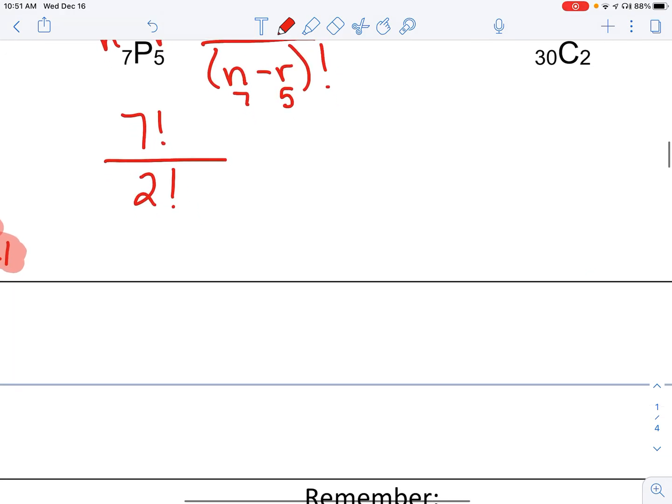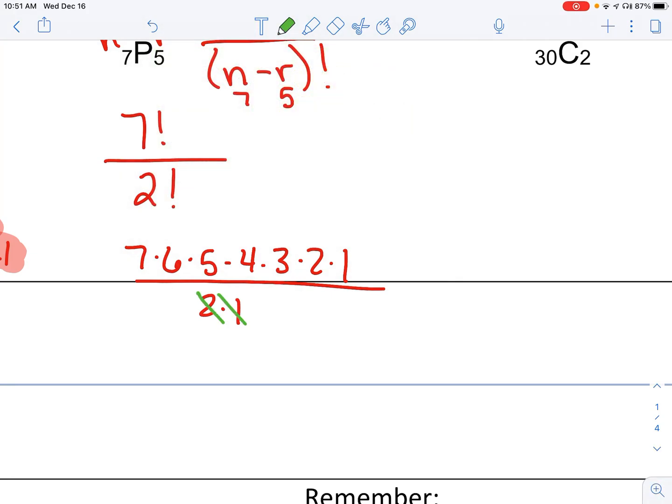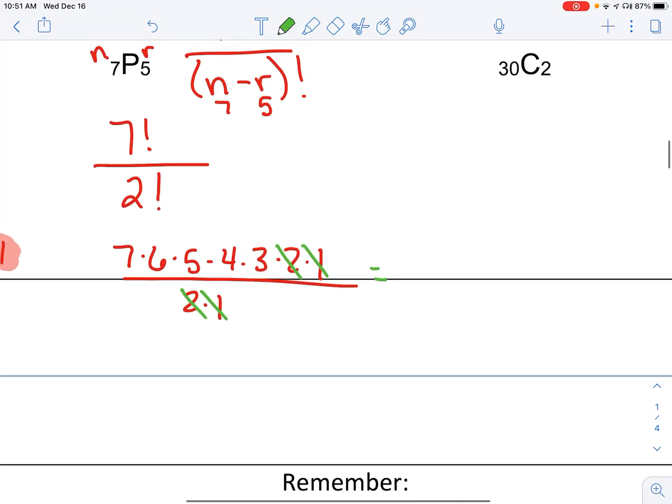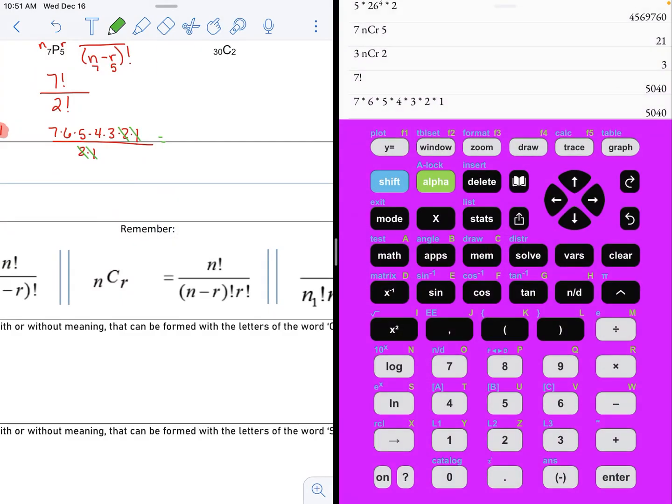If I wanted to show you the really long way, it's 7 times 6 times 5 times 4 times 3 times 2 times 1 over 2 times 1. And as a math student, I'm sure you see 2 times 1 cancels with 2 times 1. So you could do, whew, that would still actually be a lot. That's going to be a big number, isn't it? I'm not going to do that in my head. I'm not even going to pretend.